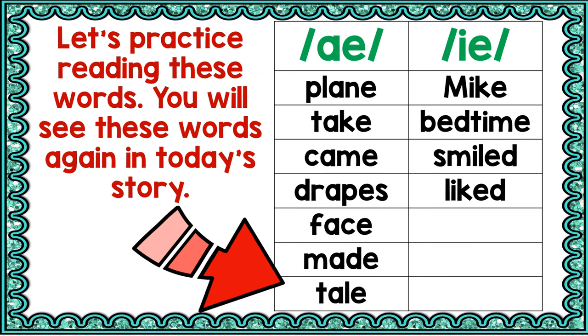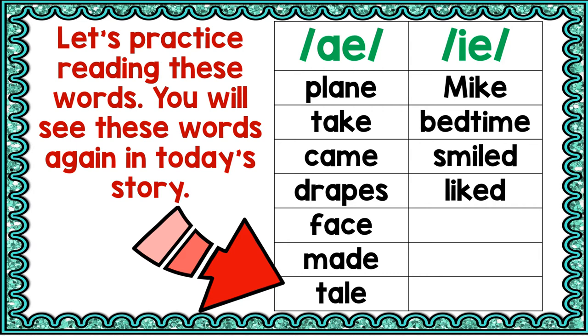Now let's practice reading these words. These are our long I sounds with that sneaky E. You're going to see these words again in our story that we'll read today. Let's start with the first column. Remember, the vowel A is going to say its name, A, because of the sneaky E. Plain, take, came, drapes, face, made, tail. Let's do it a little faster. Plain, take, came, drapes, face, made, tail. Great job. We want to be good, fluent readers.